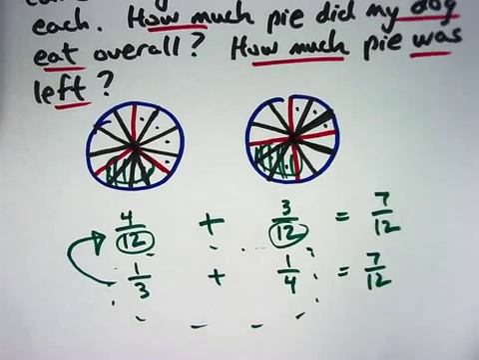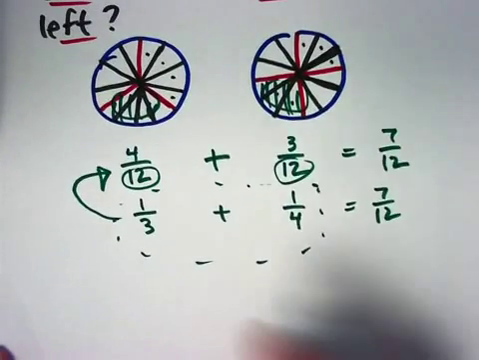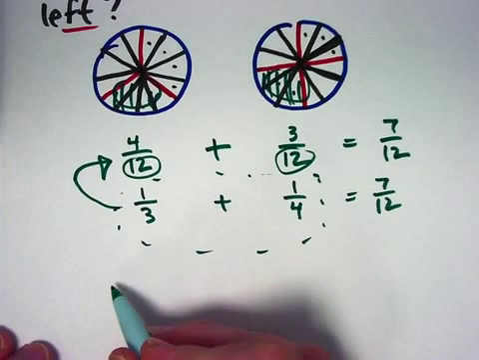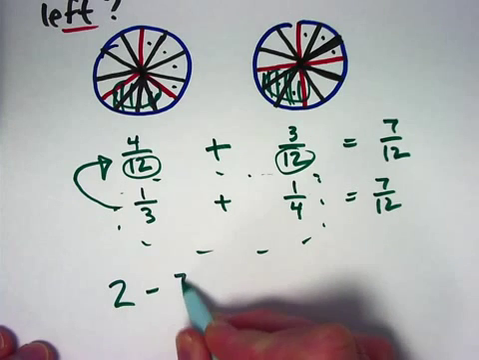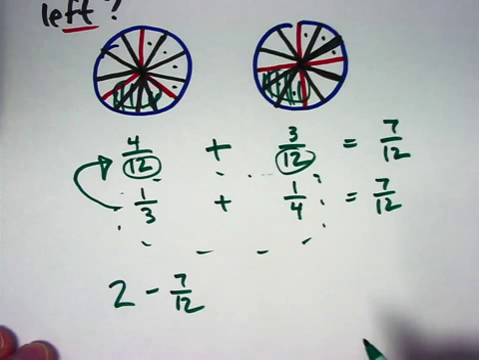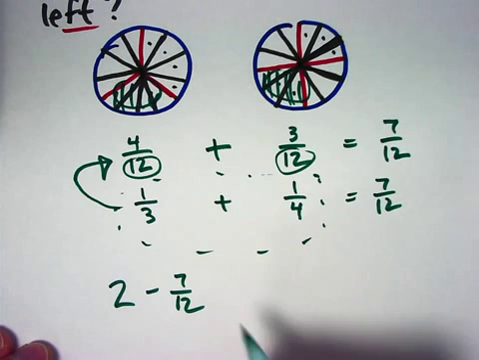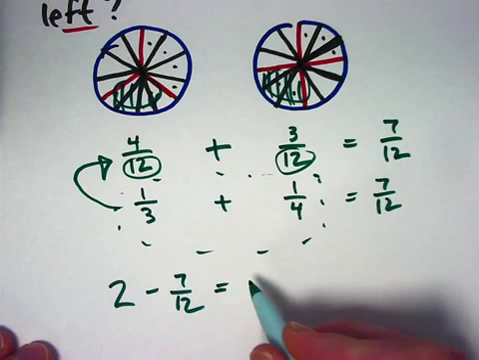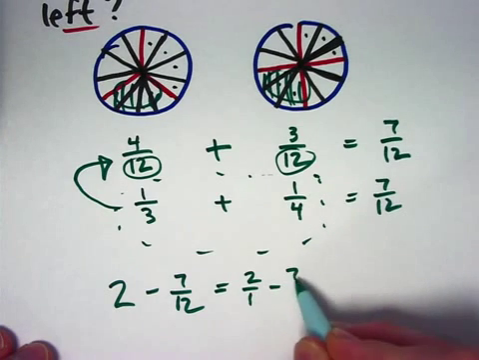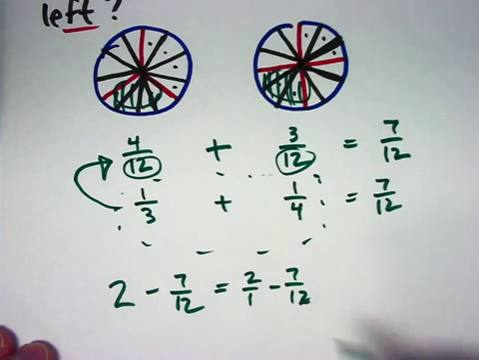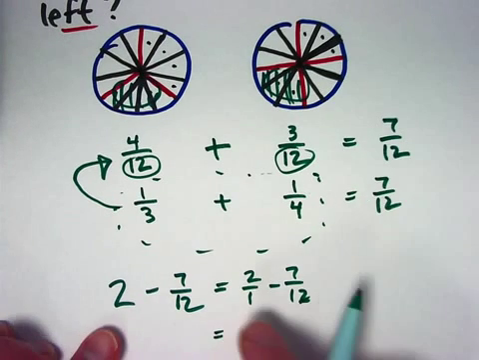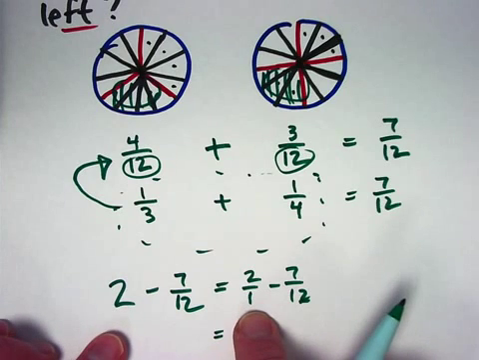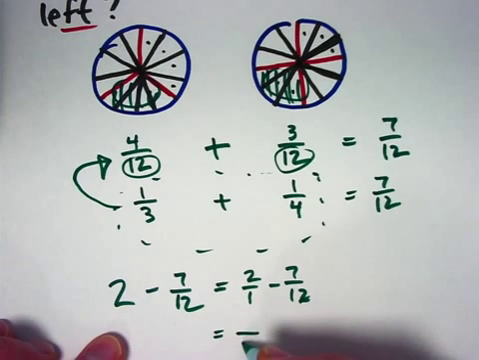As far as how much pie was left, well, in both pies overall there were 2 pies. The dog ate 7/12 of a pie. I need to do that subtraction. That should make intuitive sense. In order to do that, I need to write 2 as a fraction. I wrote it here as 2 over 1. I didn't have to do that initially, but just to emphasize that I can think of it as a fraction and write it in an equivalent form involving a denominator of 12.